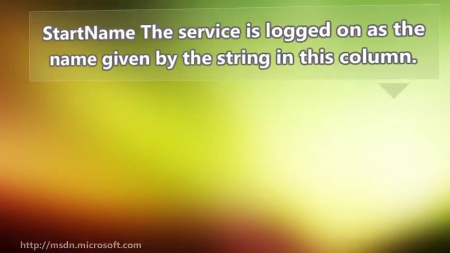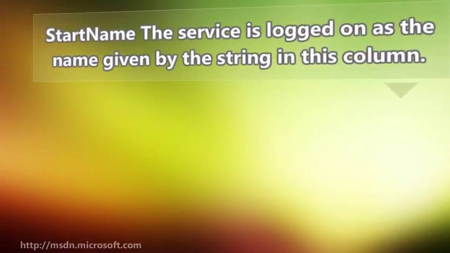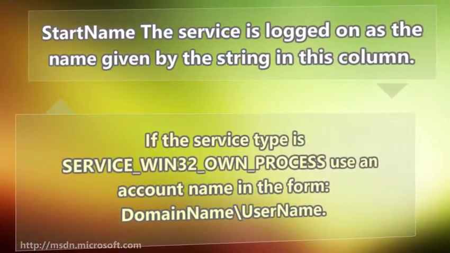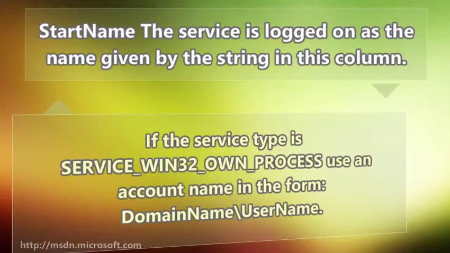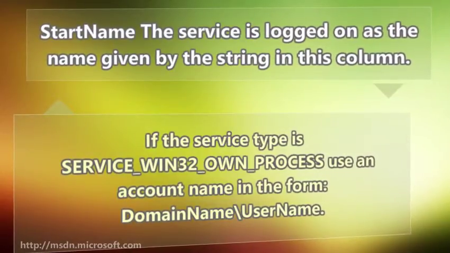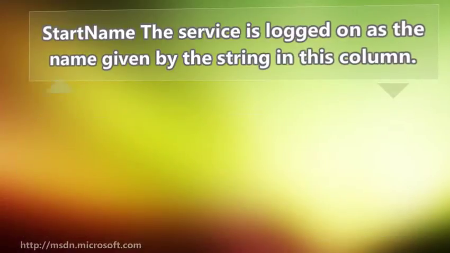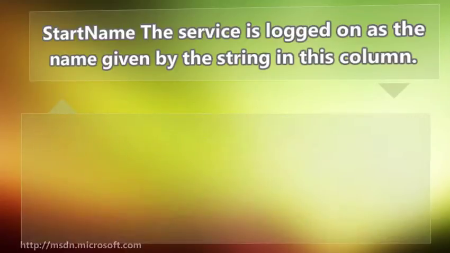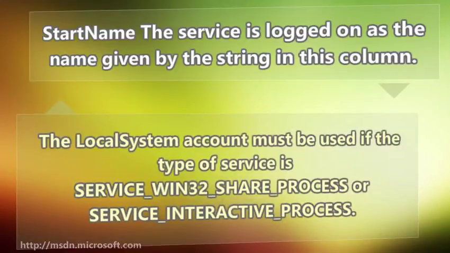Start name. The service is logged on as the name given by the string in this column. If the service type is service_win32_OWN_process, use an account name in the form domain name/username. If the account belongs to the built-in domain, it is permitted to specify /username. The local system account must be used if the type of service is service_win32_share_process or service_interactive_process.